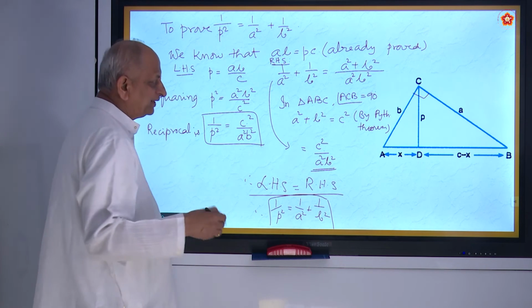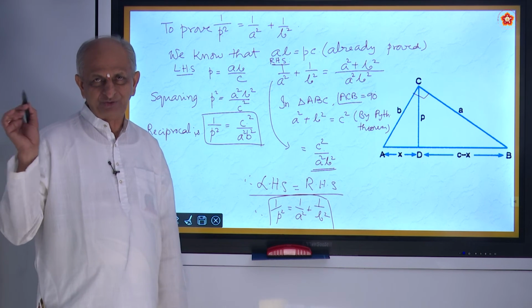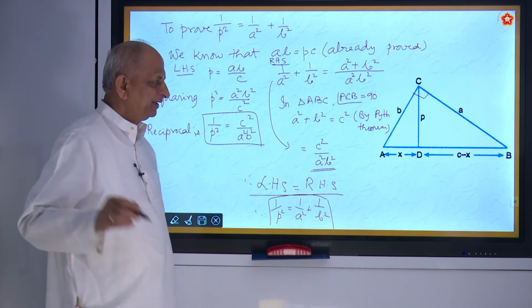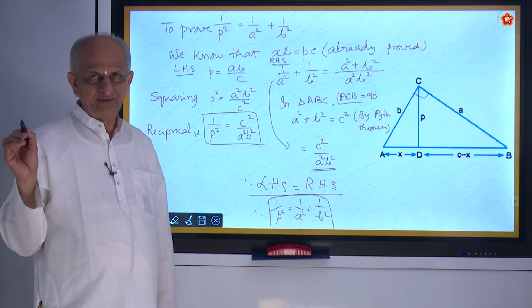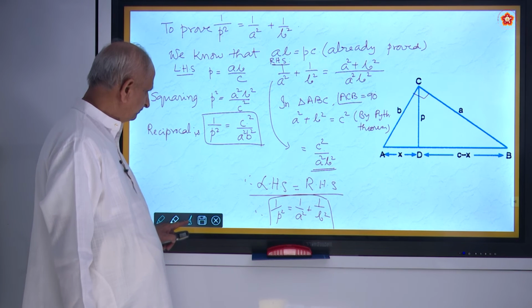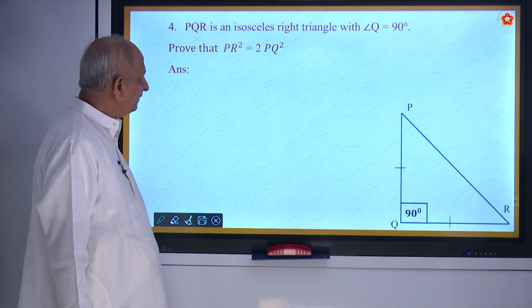You can prove it by other methods also. There are no rigid rules that you should do it in this way only. Anyway, you must get this answer correctly by principles. Okay, noted. Shall we move to the next sum? There is one more problem in this.